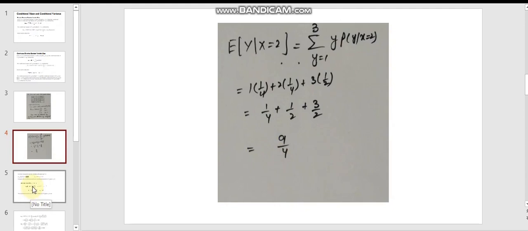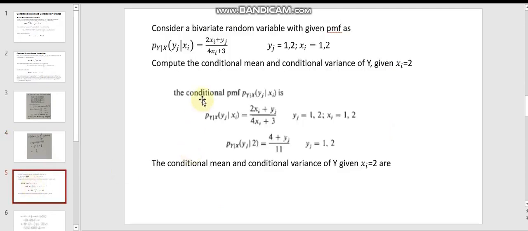Now let us move to another example. Consider a bivariate random variable with given probability mass function as the PMF of y given x is equal to 2x plus y divided by 4x plus 3, as y is equal to 1 or 2. Similarly, the random variable x has values 1 and 2. So we have to compute the conditional mean and conditional variance of y given x is equal to 2.